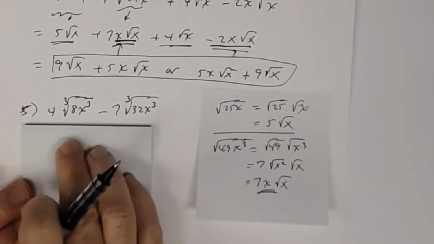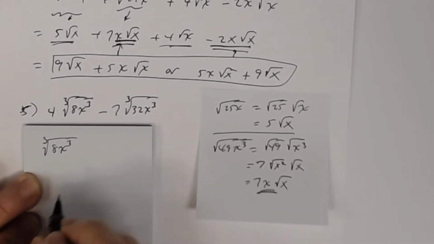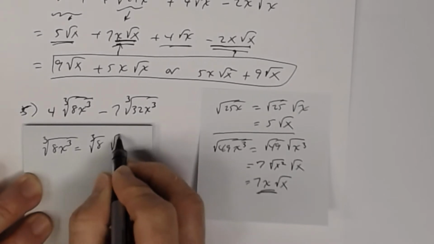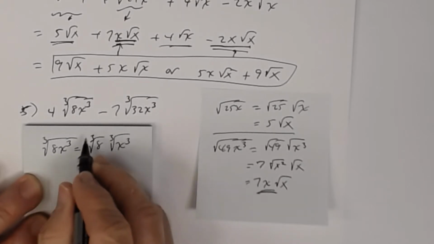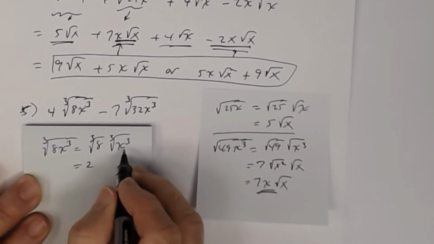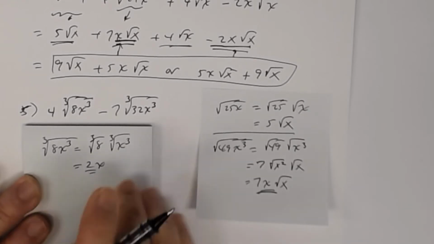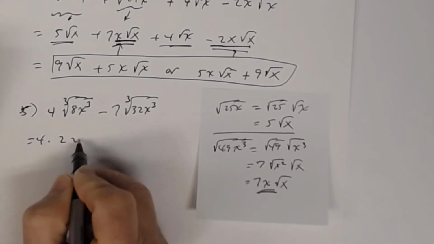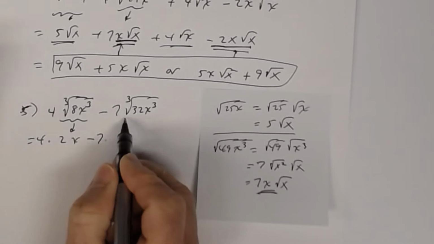So this right here is the cube root of 8x cubed, right? I can rewrite this as the cube root of 8 times the cube root of x cubed. And the cube root of 8 is 2. Now this is easy because 3 is divisible by 3, so the cube root of x cubed is x. So that's just 2x right here. So I'm going to replace this with 4 times 2x, because that's what we found this to be. Now let's talk about this. So it'll be minus 7 times whatever this is.